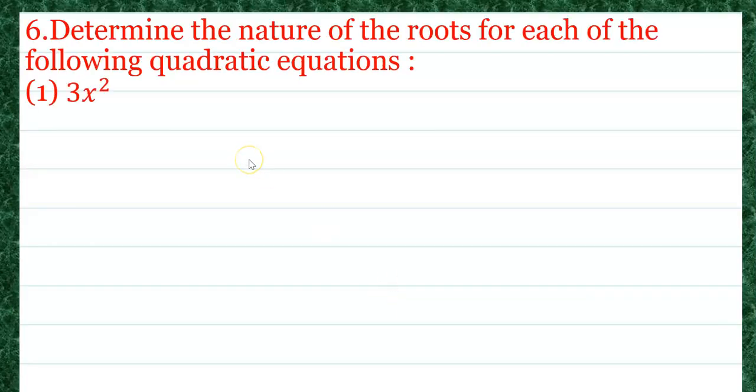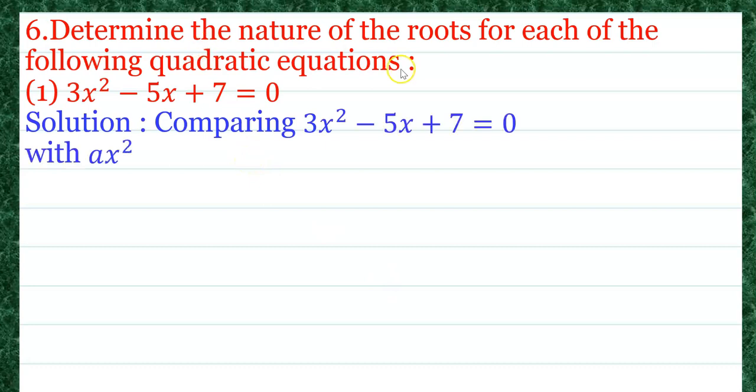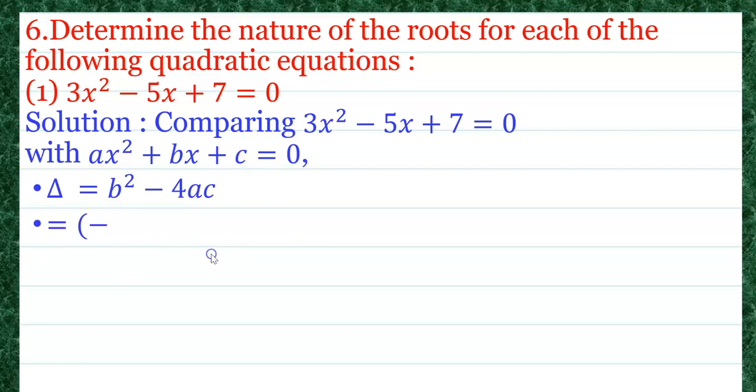Question number 6. Determine the nature of the roots for each of the following quadratic equations. Okay. 3x square minus 5x plus 7 is equals to 0. Again comparing with 3x square minus 5x plus 7 is equals to 0 is ax square plus bx plus c is equals to 0. त्याच टाइपचे क्वेश्चन्स आहेत. The delta is equals to b square minus 4ac. आता इथे b ची व्हॅल्यू किती आली तर -5, a is 3 and c is a 7.